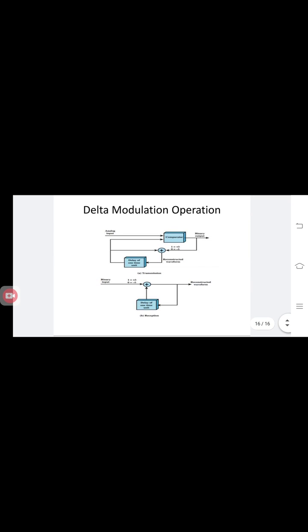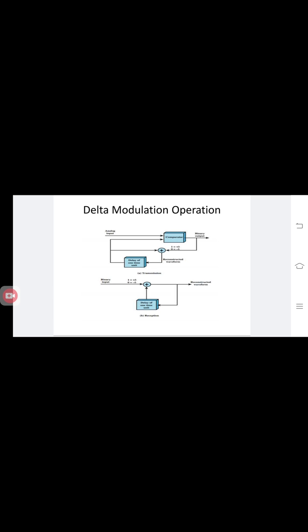So this is the delta modulation operation. First, we have an analog input, and we get binary as the output. At the reception side, we have a binary input, and what we get is a reconstructed waveform, that is the analog input.